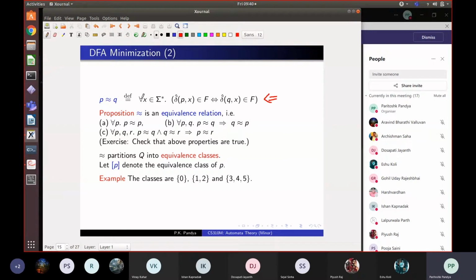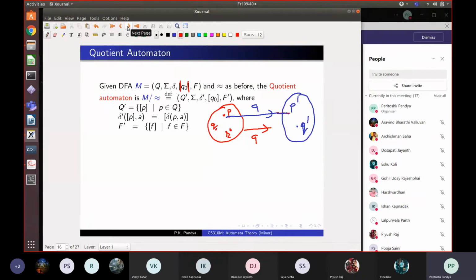That is, P is equivalent to Q if for all strings, P leads to a final state if and only if Q leads to a final state on the same string, right? So no string is able to distinguish between P and Q as far as acceptance or non-acceptance goes, right? Any questions so far?